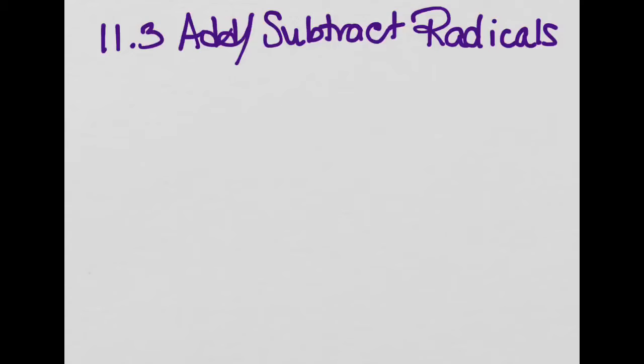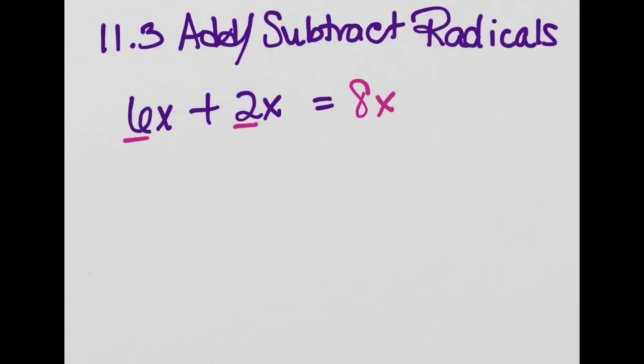We are going to start on 11.3 today, which is adding and subtracting radicals. So just like if I had variables, 6x plus 2x, I would add the coefficients. So I add this 6 and the 2, and I keep the same variable.